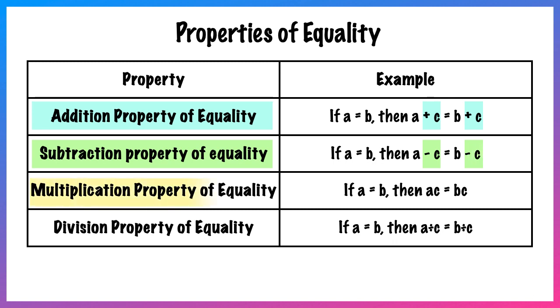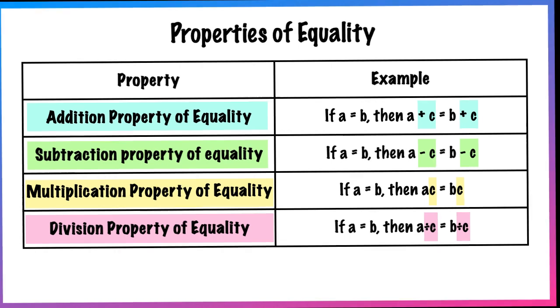Then we have the multiplication property of equality. With this one, we're multiplying to both sides. So if A is equal to B, then A times C is equal to B times C. Then we have the division property of equality. With this one, we divide on both sides. So if A is equal to B, then A divided by C is equal to B divided by C. All of this kind of boils down to whatever we do to one side, we must do to the other.